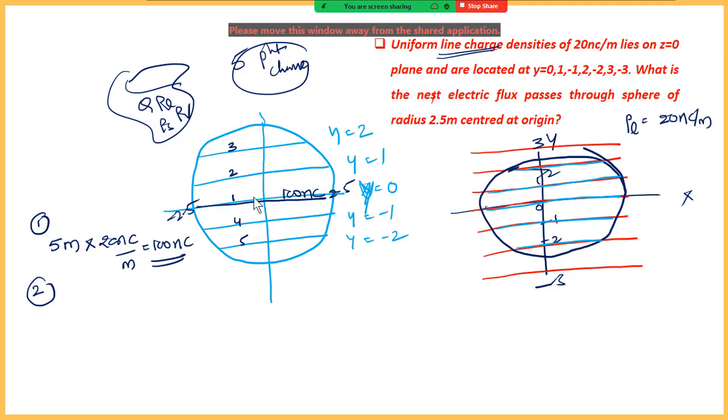Okay, this is 2.5. That's why we have calculated easily. But this one we don't know. This is surely less than 2.5. But how to get that one?